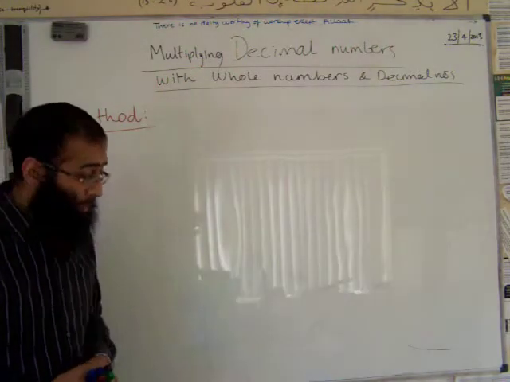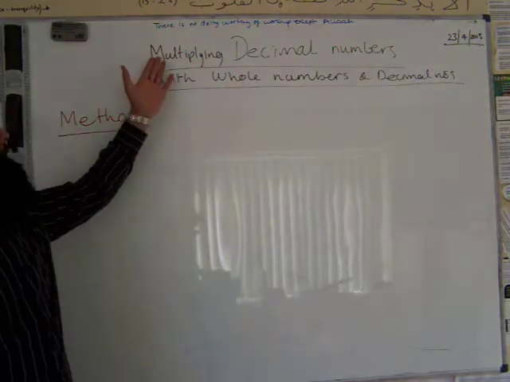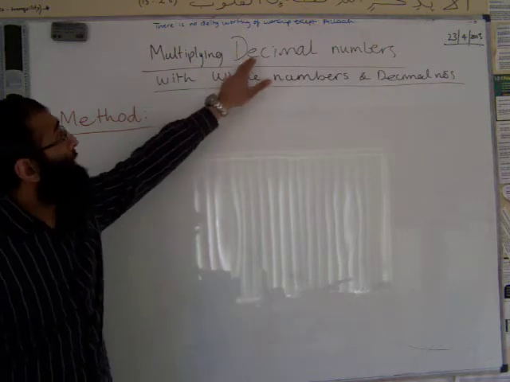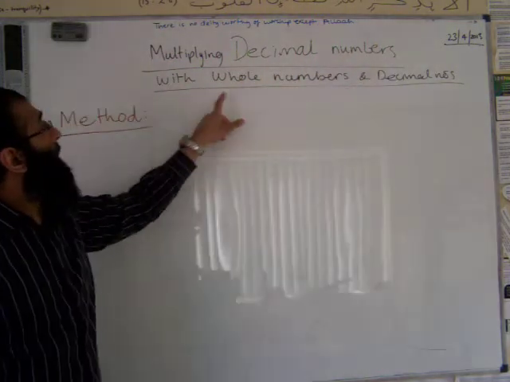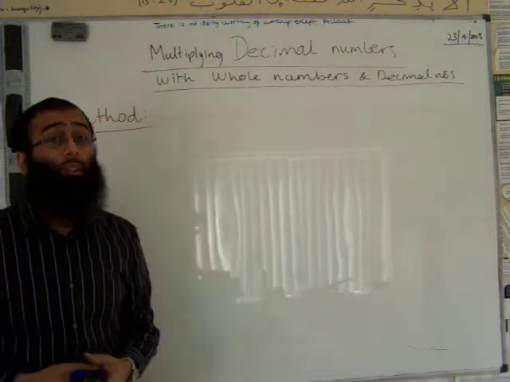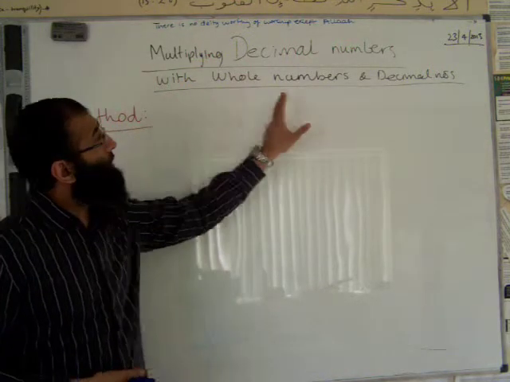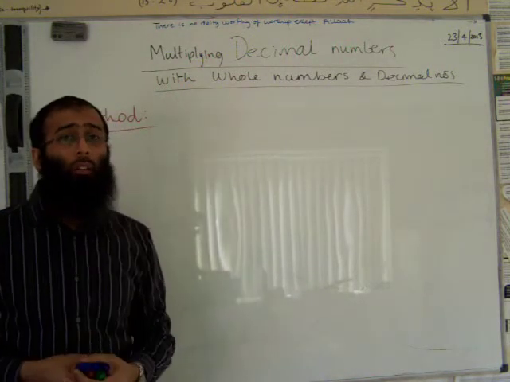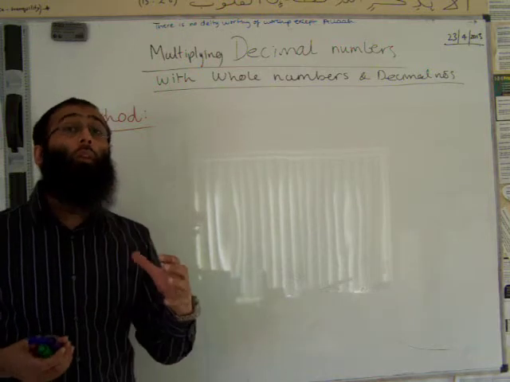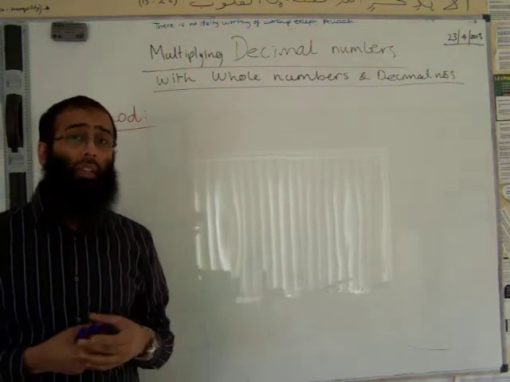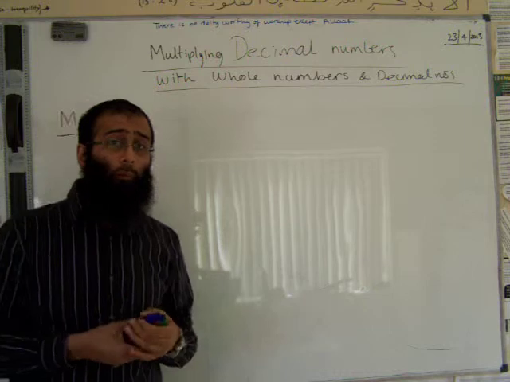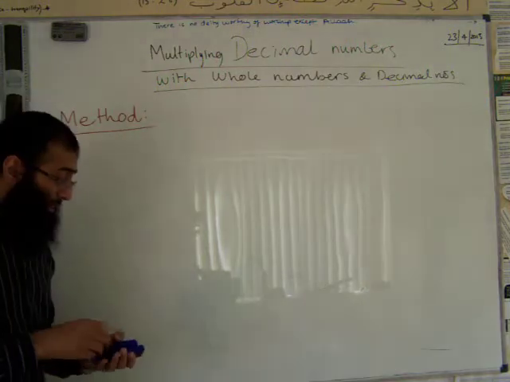We're continuing the chapter on decimals, and today's lesson is multiplying decimal numbers with whole numbers and decimal numbers with other decimal numbers. I'm not going to do this as two separate lessons because the method I want to teach you is the same, so we'll do it in one go, and we'll do both examples in this short video. Okay, so let's have a look what the method is.